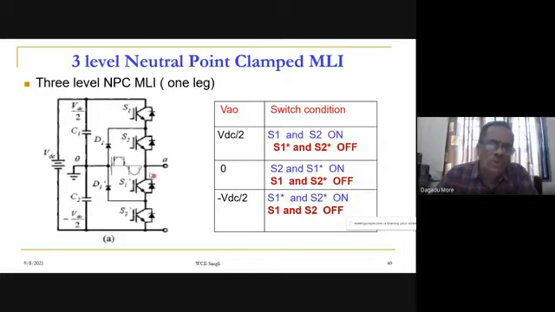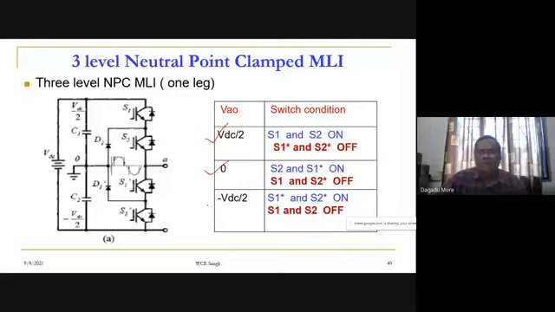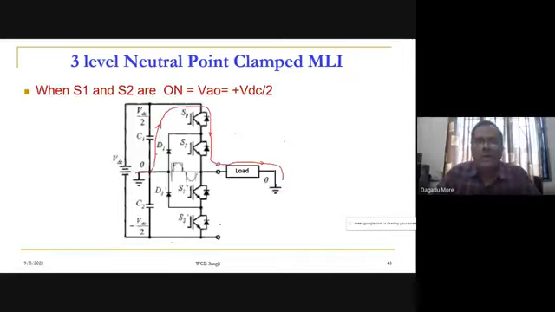Now whenever the lower two devices S1 star and S2 star are on, it means that the upper two are off, and where the lower two are on, it means that A point is connected to the negative rail. With respect to O point, the voltage will be minus VDC by 2. So here we have shown the various switch conditions for getting the voltages VDC by 2, 0 and minus VDC by 2. Now how will the currents be?